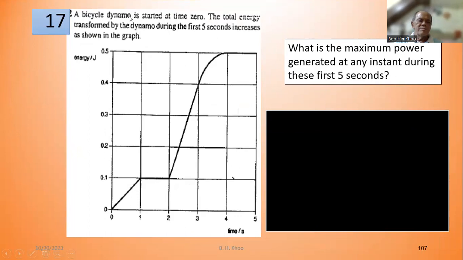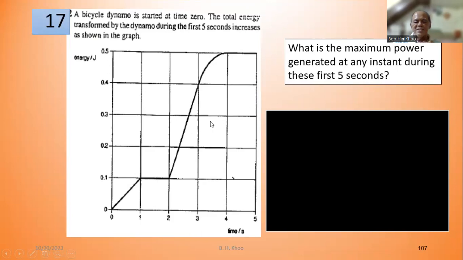The bicycle dynamo is started at 0 time. The total energy transformation by the dynamo during the 5 seconds increases as shown in the graph. What is the maximum power generated at any instant during the first 5 seconds? Usually, for this case, you have to take the gradient, because power is the rate of doing work, the rate of energy transformation. So it's a gradient.